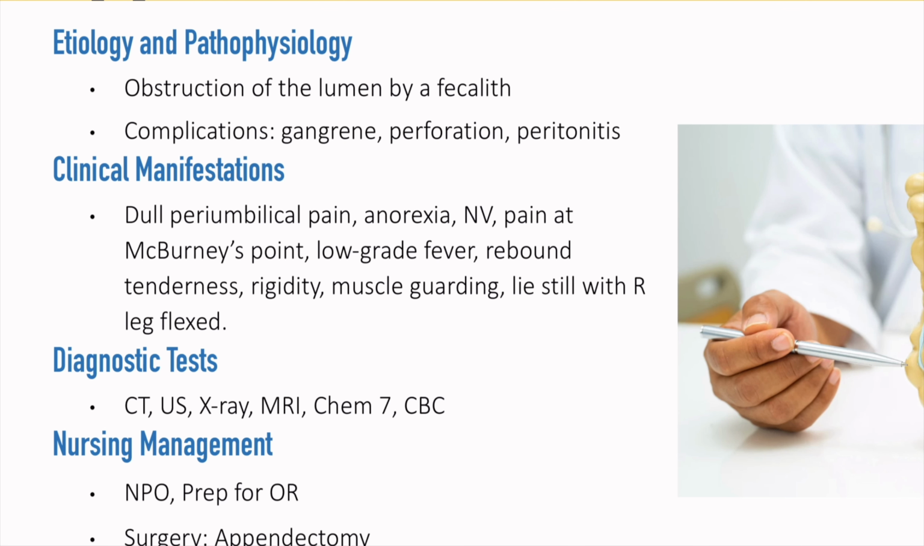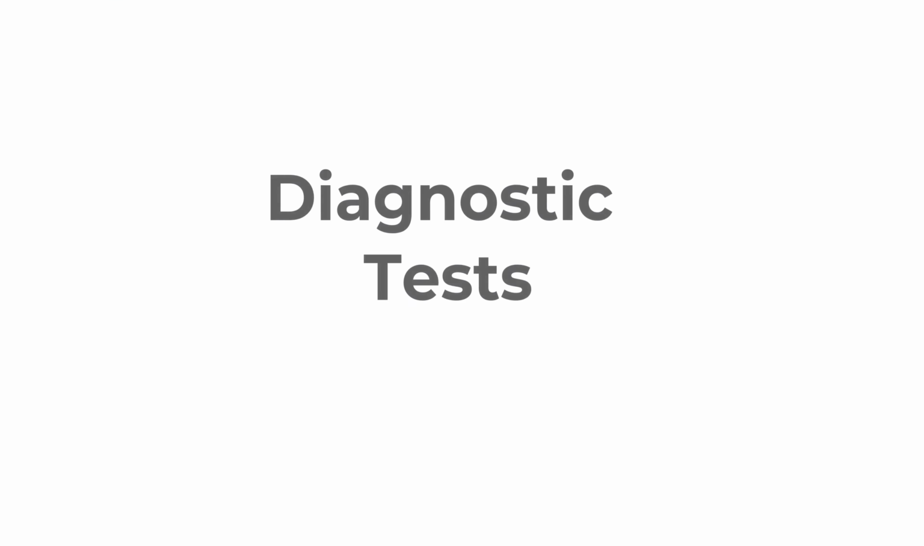Other symptoms that might show are low-grade fever, localized tenderness, rigidity, rebound tenderness, and muscle guarding. Coughing, sneezing, and deep inhalation worsen the pain. The patient usually prefers to lie still, often with the right leg flexed to alleviate the pain because it prevents the appendix from touching the abdominal muscle.